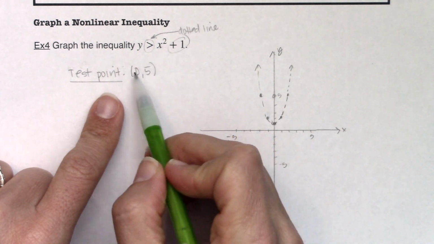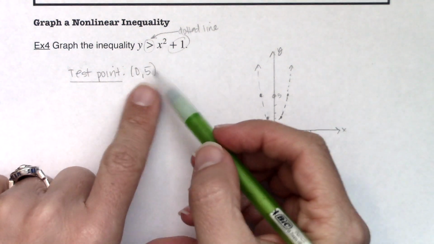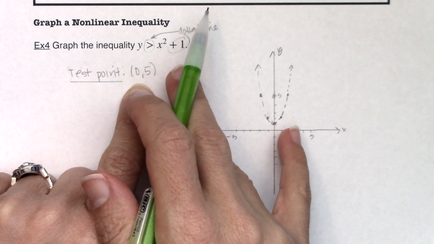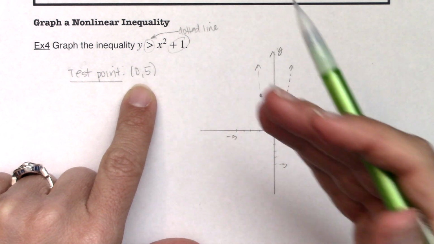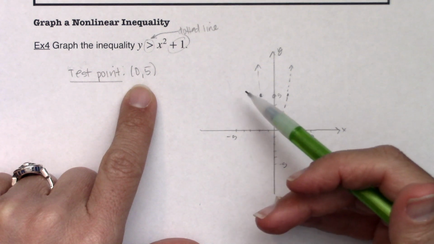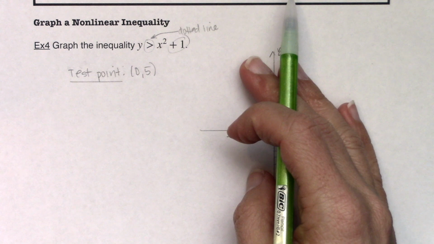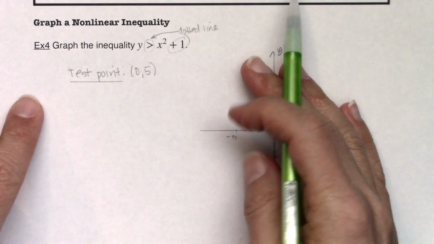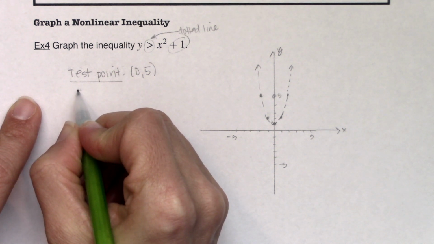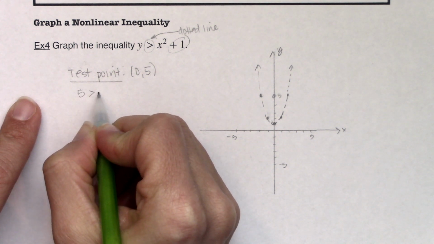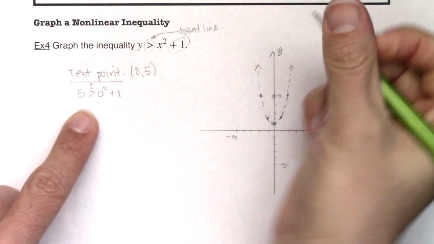So I'm about to plug x being 0 and y being 5 into this inequality. And the rule is, if you get a true statement, you're going to shade over your test point. And if you get a false statement, you're going to shade away from your test point. So I'm going to do this twice because I want you to see how this could work, okay? So if I try 0, 5, if x is 0 and y is 5, I'm going to have, is it true that 5 is greater than 0 squared plus 1? I'll put a little question mark over this inequality.